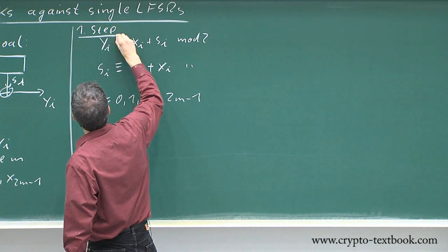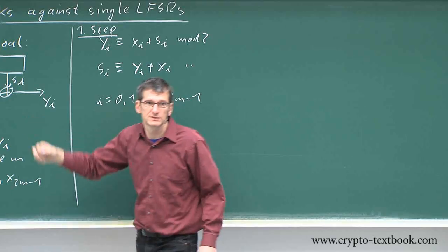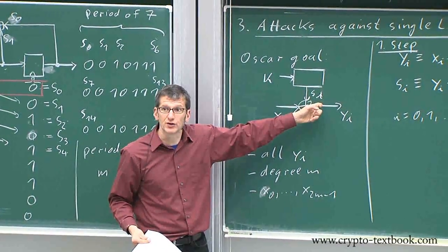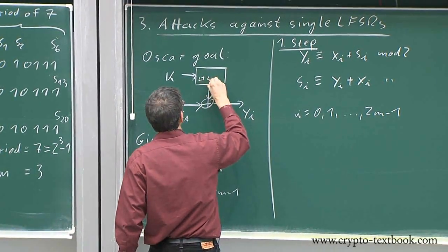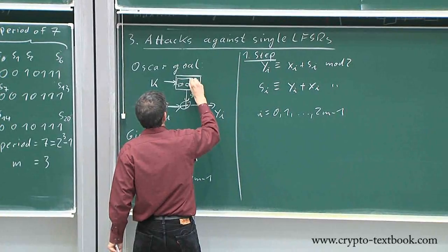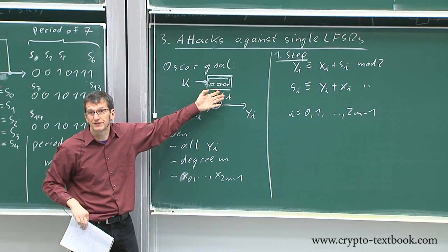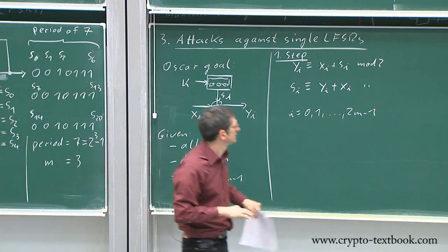Oscar computes the first 2m output bits of this here. He knows there's an LFSR in here, and he doesn't know what the LFSR looks like. Maybe I should have said that earlier. So he wants to recover this LFSR.